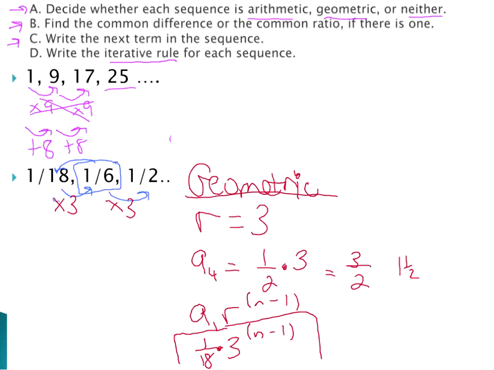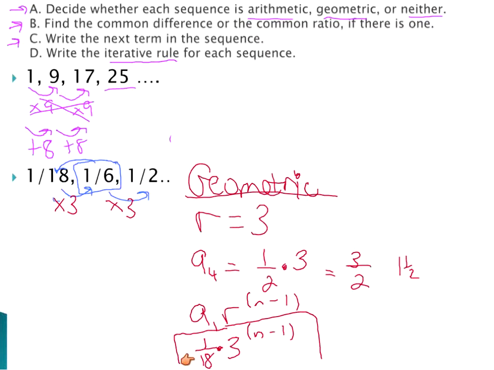Am I allowed to multiply the 1 over 18 times 3? Yes or no? No is the answer. Good job, Taylor. Can't multiply those two because you always have to do your exponents first. So I'd have to do 3 to the whatever this power is first, then multiply by my 1 over 18 at the end. So that's my answer.